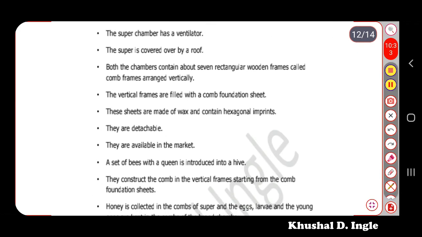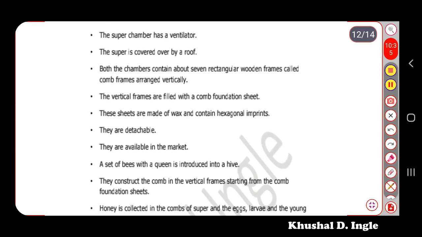Moving to the next one, the super chamber has a ventilator. Super chamber means the upper chamber. So the super chamber, that is the upper chamber, has a ventilator. And what is the purpose of this ventilator? Nothing but the passage of air will be maintained, to make that chamber airy.